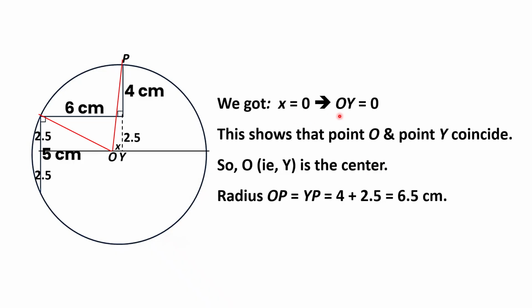So we got x equal to 0. That means the distance OY equals 0, which implies that the point O and the point Y coincide. So O and Y are not two different points; they are the same point. That means Y is the center. So PY will be equal to 4 plus 2.5, that is 6.5. So the required radius is 6.5.